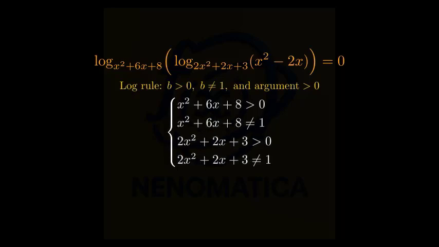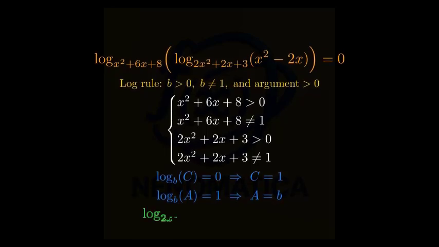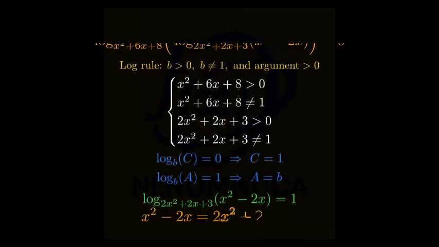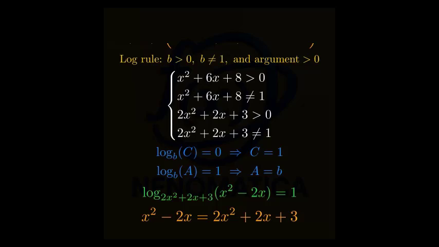Step 2. Use the key logarithm facts. If log base b of c equals 0, then c equals 1. If log base b of a equals 1, then a equals b. Apply the first fact to the outer log to set the inner log equal to 1. Then, apply the second fact to the inner log and set the argument equal to its base.